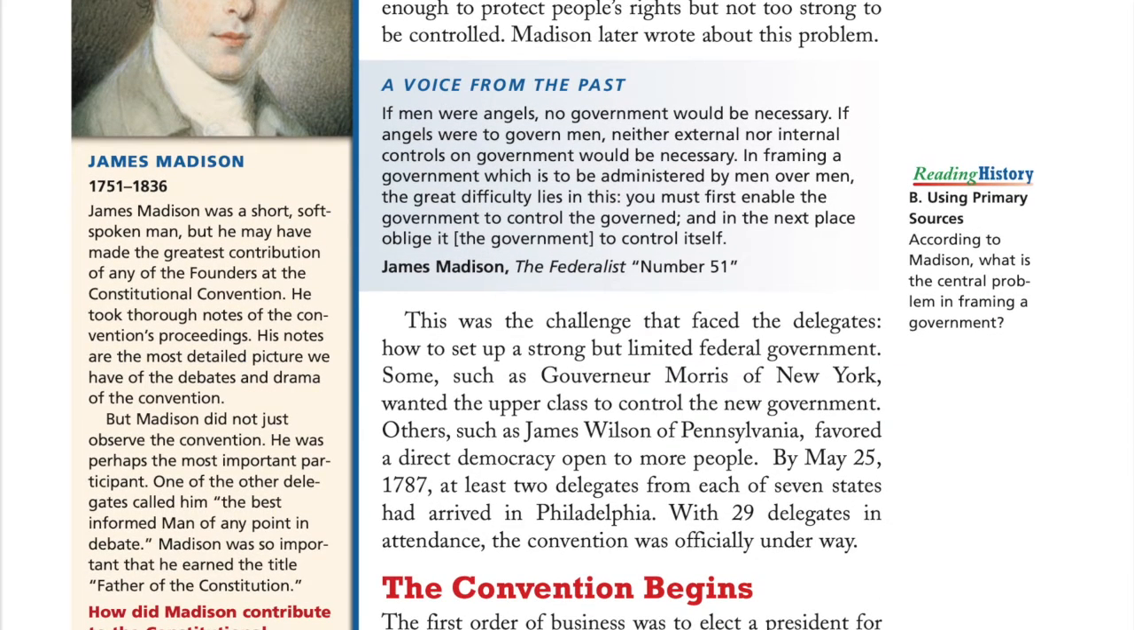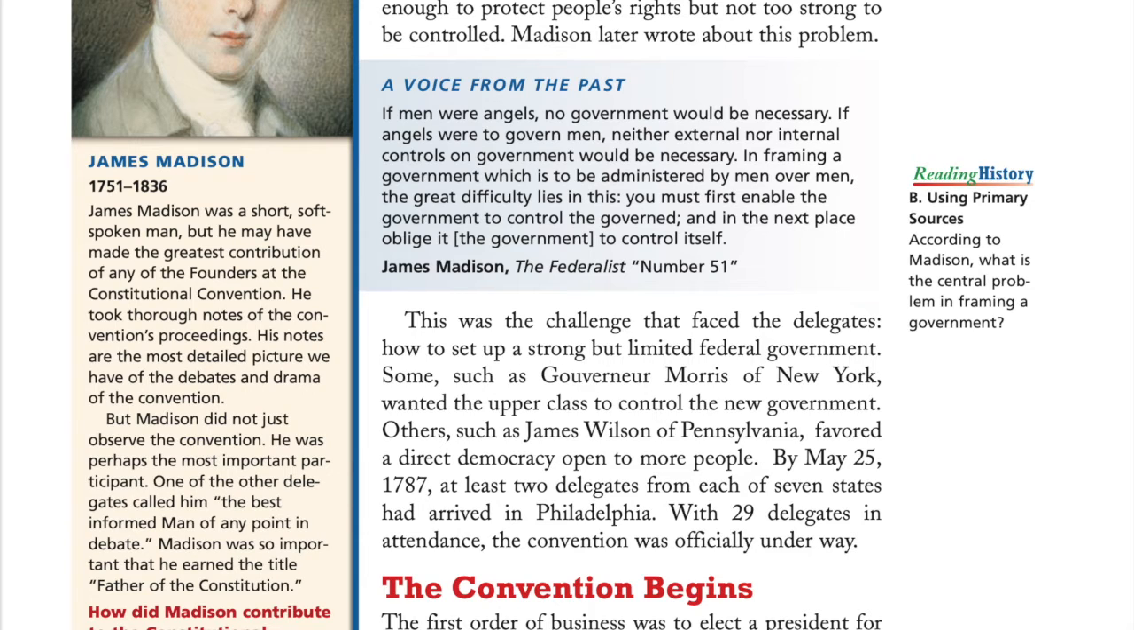A voice from the past. If men were angels, no government would be necessary. If angels were to govern men, neither external nor internal controls on government would be necessary. In framing a government which is to be administered by men over men, the great difficulty lies in this. You must first enable the government to control the governed, and then in the next place oblige the government to control itself. From James Madison, The Federalist, No.